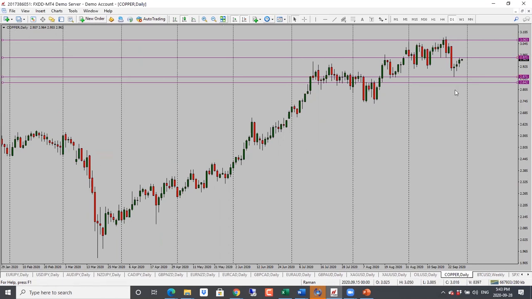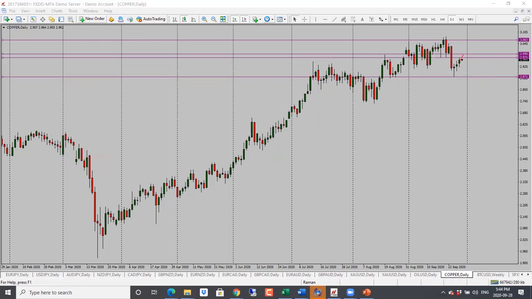Copper here as well, looking slightly bullish. It has been making its way back up here. The concern here will be that it's right into this resistance, but it is bullish nonetheless. So we may see a move back towards this 2.99. That will be the target. And then we could see a drop.